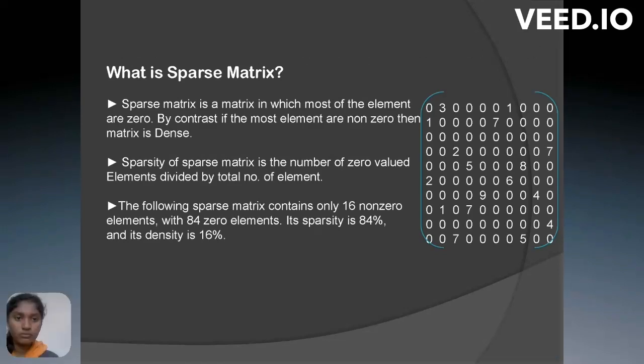What is a sparse matrix? A sparse matrix is a matrix in which most of the elements are zero. By contrast, if most elements are non-zero, then the matrix is dense. Sparsity of a matrix is the number of zero valued elements divided by the total number of elements. The following sparse matrix consists of only 60 non-zero elements with 84 zero elements. Its sparsity is 84% and the density is 16%.